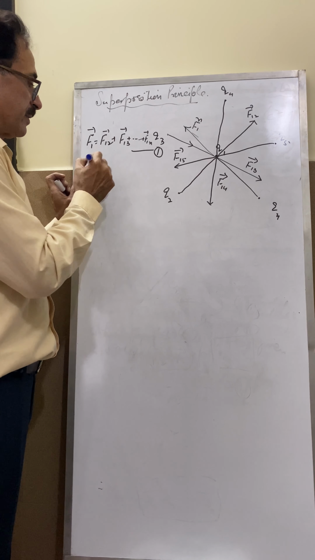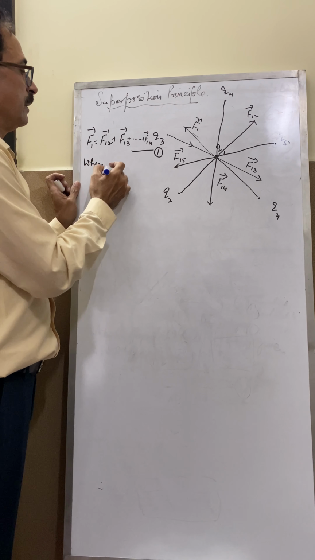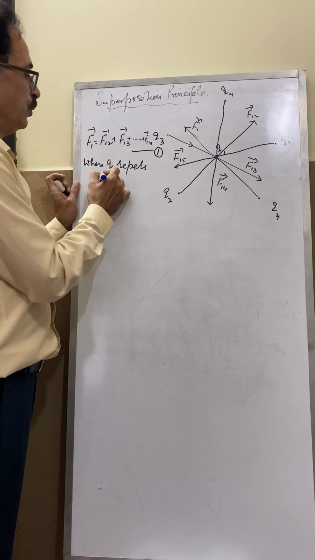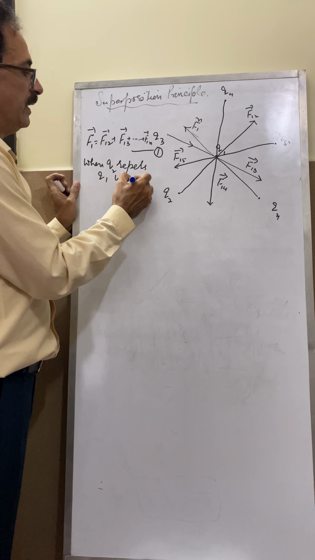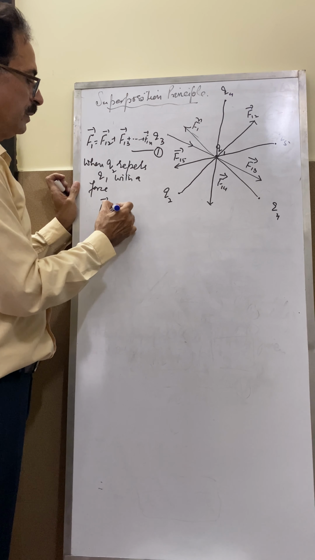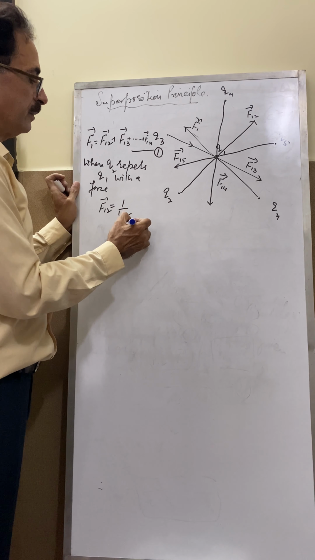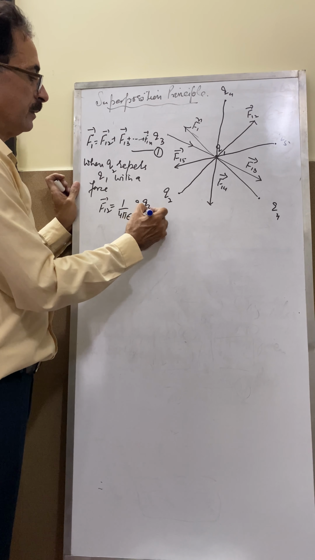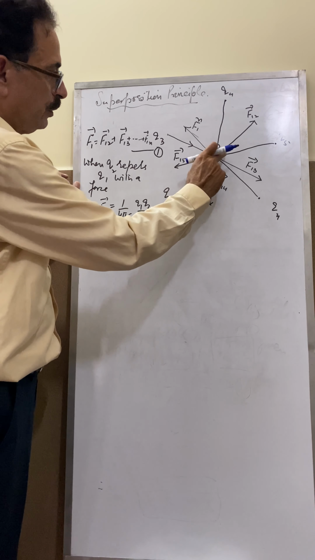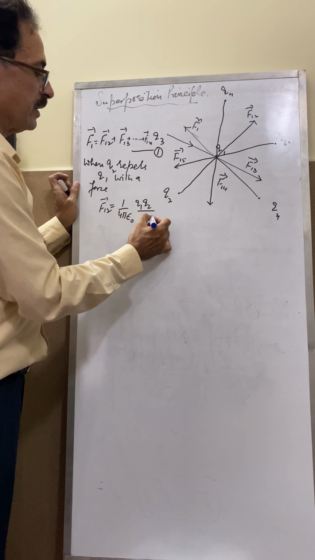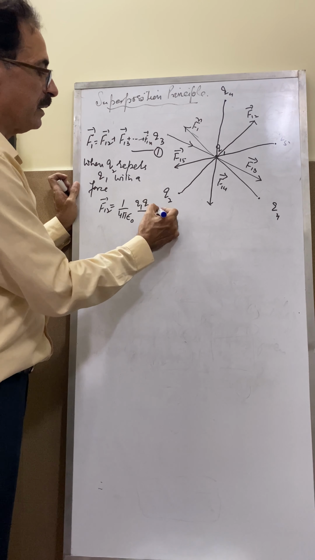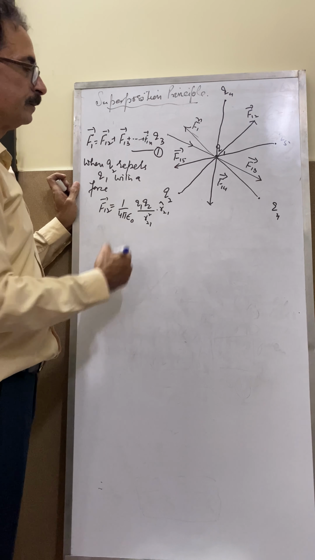But according to Coulomb's law, when Q2 repels Q1 with a force, F12 is equal to 1 upon 4 pi epsilon naught, Q1 Q2 upon the distance from Q2 to Q1 squared. I can write it as R21 square into R21 cap, 2 to 1.